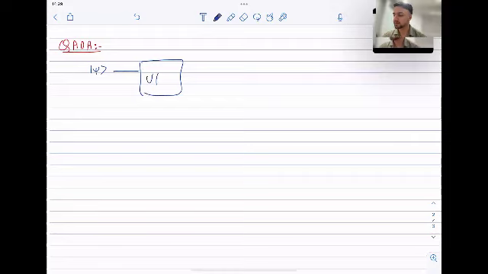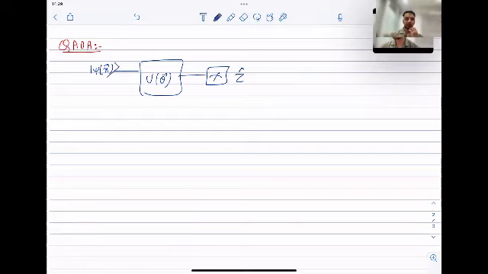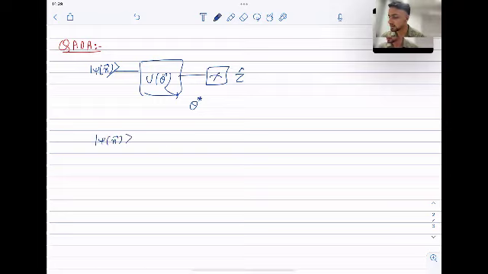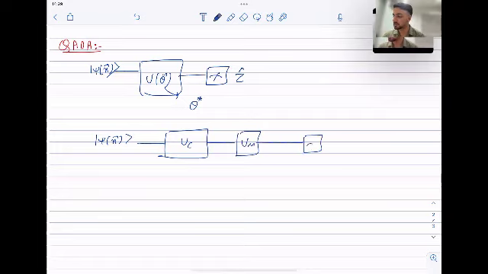In a variational algorithm, everyone is on the same page that it works like this. Let me write this as some input X, and I find the optimal theta, theta star. What is happening in QAOA is that this U of theta is specific. U of theta is UC and UM, and then I do measurement like this.